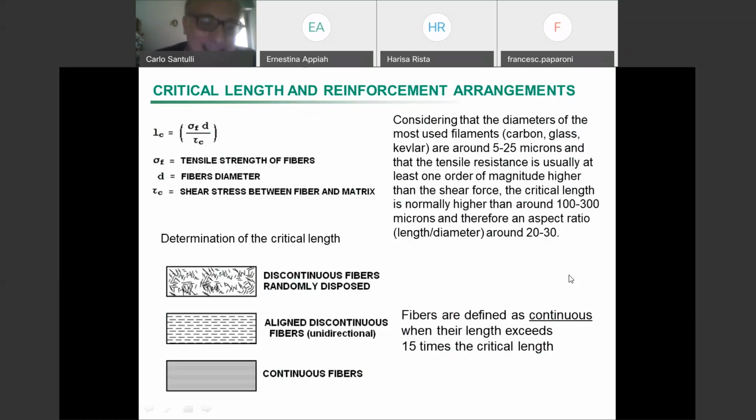So you can say that if you have fibers of a few millimeters, they can be assumed as continuous, and you can also apply the rule of mixtures. The rule of mixtures may work for the optimal conditions of fibers, because the rule of mixtures assumes that the fibers need to be continuous.